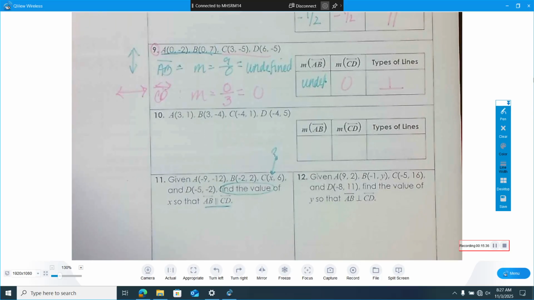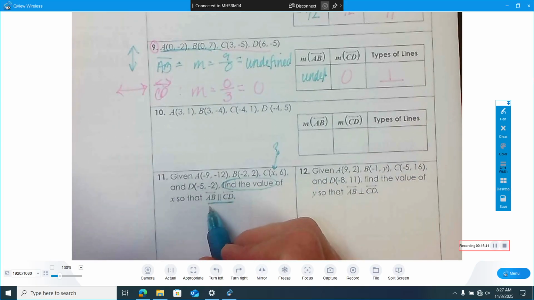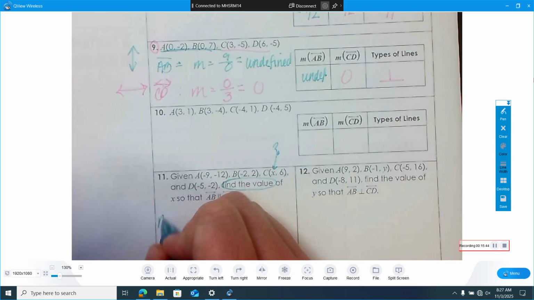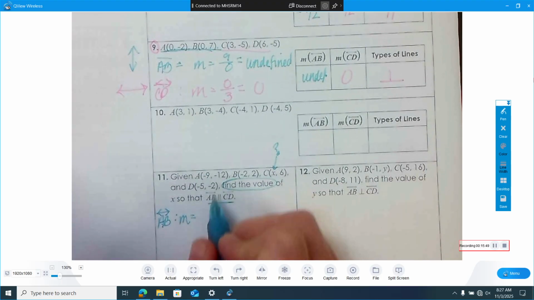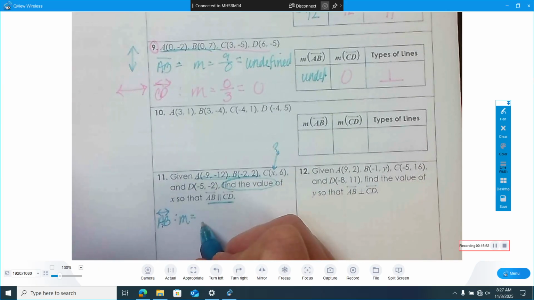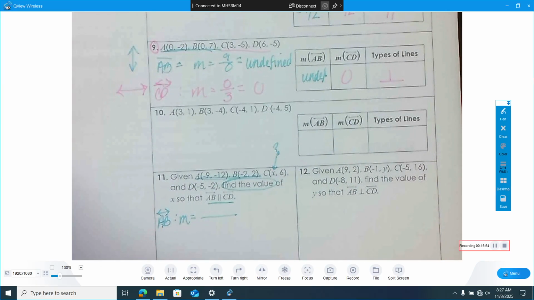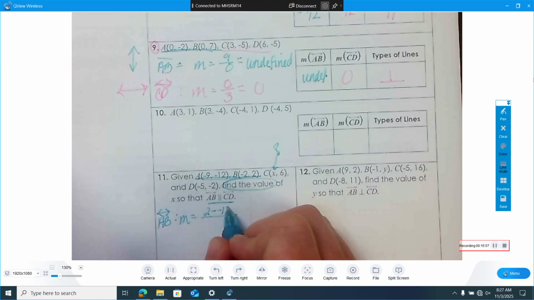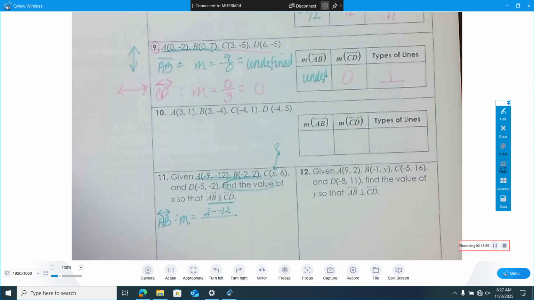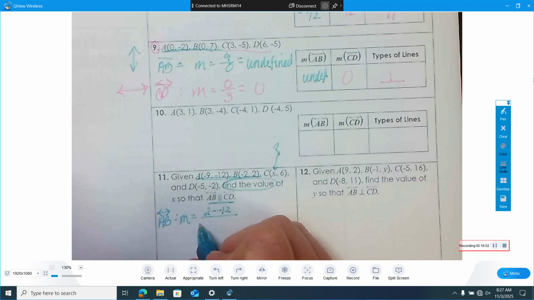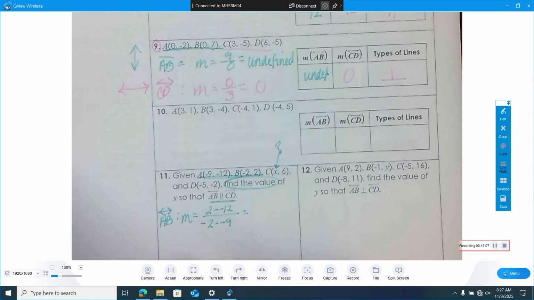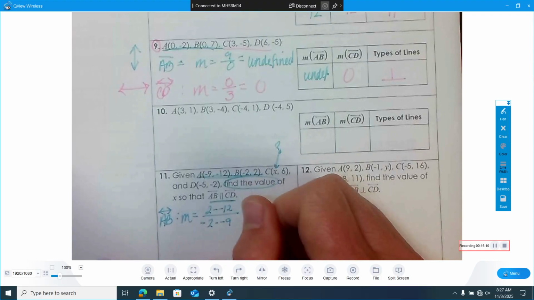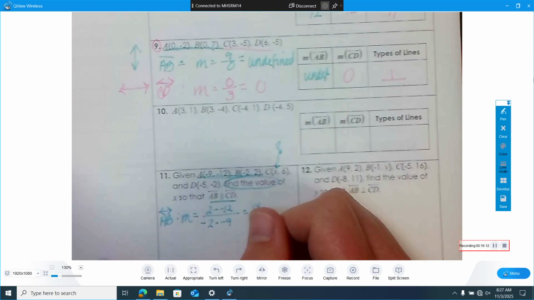So what should we do? Where do you think we need to start? What can we figure out? AB. We can figure out the slope of AB for sure. So let's look at line AB and let's actually figure out the slope. So using our A and B points, my slope is going to be 2 minus 12 over negative 2 minus negative 9, perfect. So 2 minus 12 is negative 10... negative 2 plus 9 turns out to be 7.